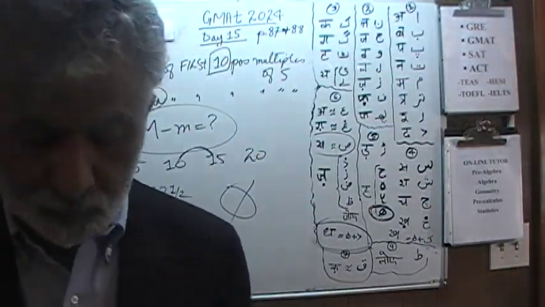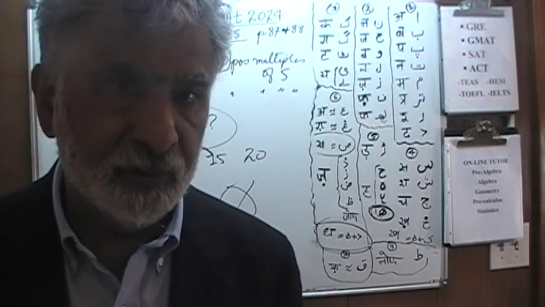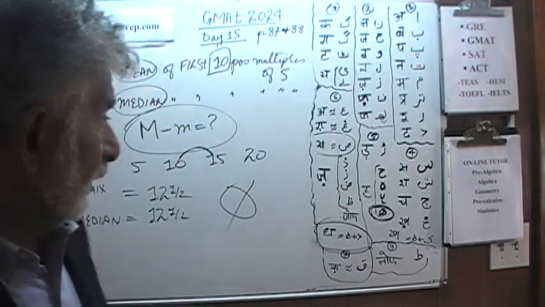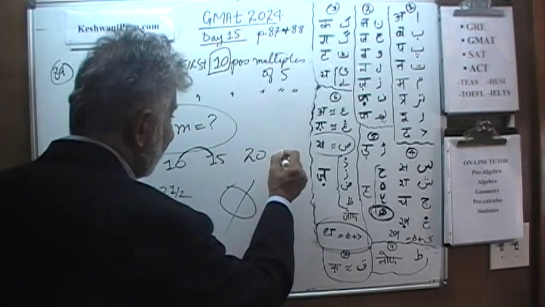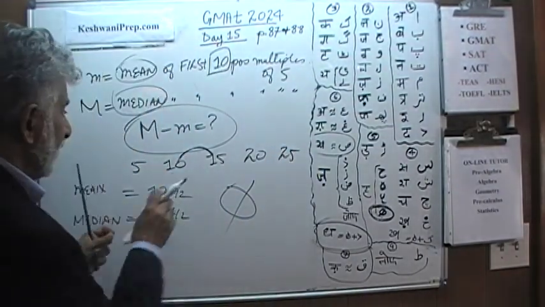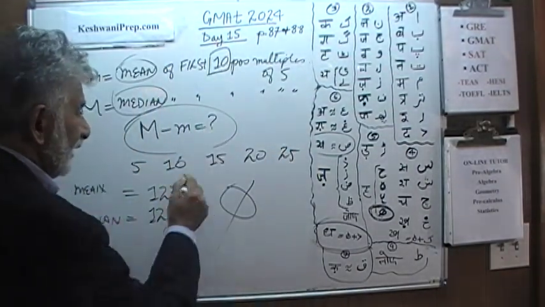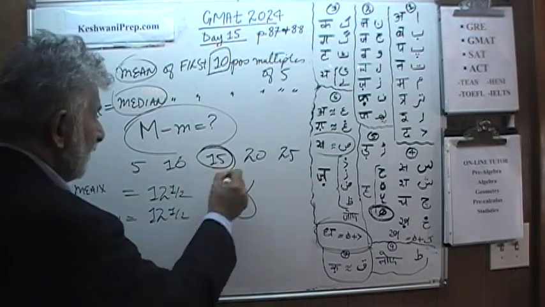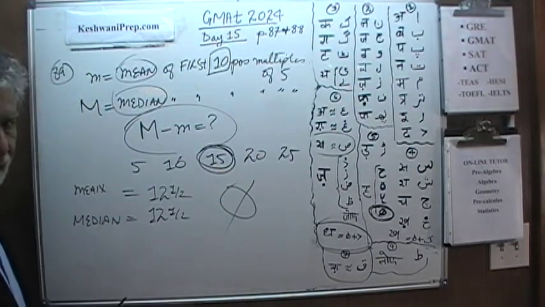There was no need to make up 10 numbers. Making up 10 numbers would just be a waste of time. Now if you had made up 5 numbers instead of 4, nothing would have changed. In that case the mean would have been 15 and the median would have been 15. The answer is 0.